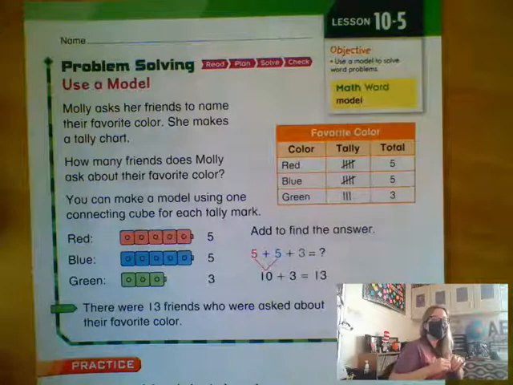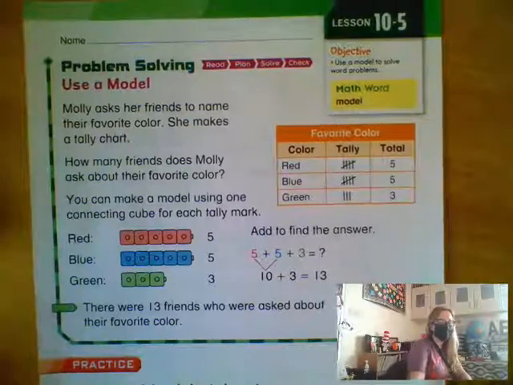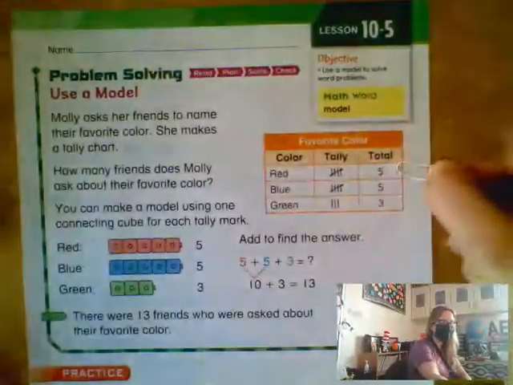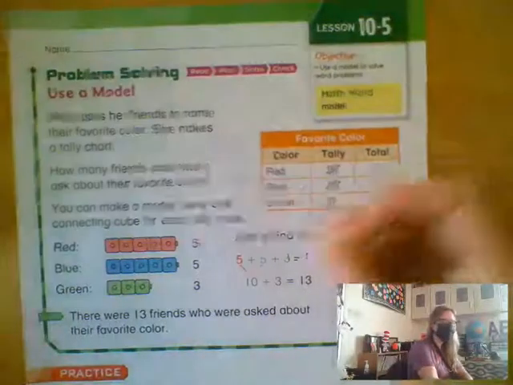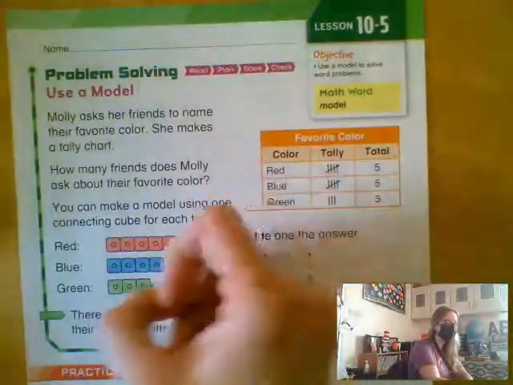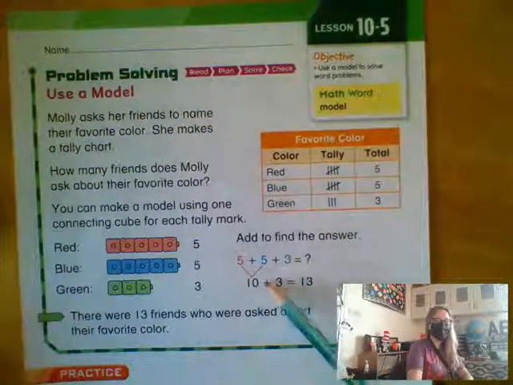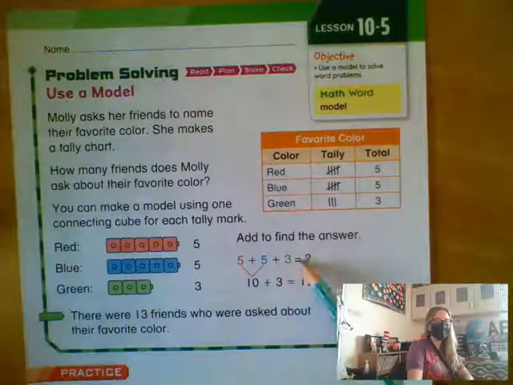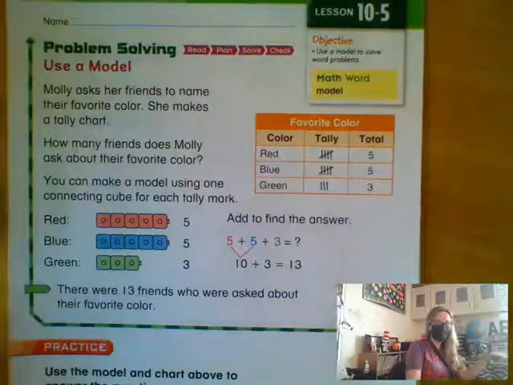You can make a model using one connecting cube for each tally mark. So she had 5 red, 5 blue, and 3 green. So she put together 5, 5, and 3. Then she added up. 5 plus 5 is 10. Bring in your 3. 10 plus 3 is 13. So there were 13 friends who were asked about their favorite color.